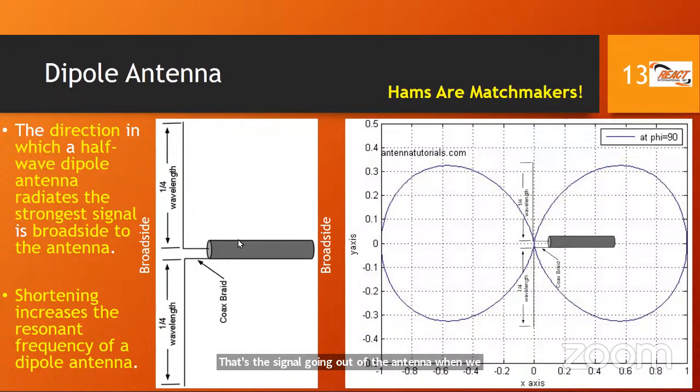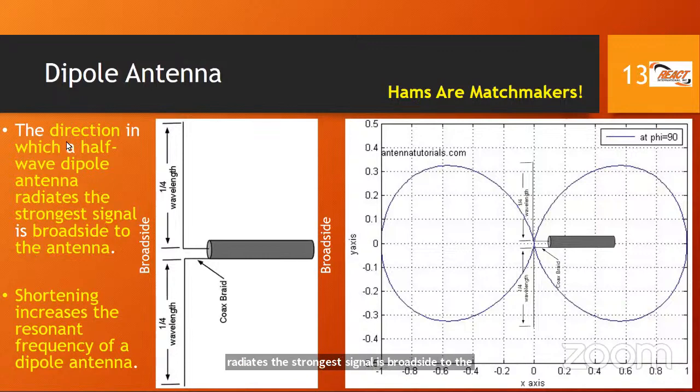We also have the same dipole oriented in this way as well. It's vertically oriented. And we're saying that when this is like this, this is broadside. So this antenna, when we mount it vertically in the air, broadside to the antenna is going to have the maximum radiation or the maximum signal. And those are the exam questions. So let's deal with them. The direction in which a half-wave dipole antenna radiates the strongest signal is broadside to the antenna.